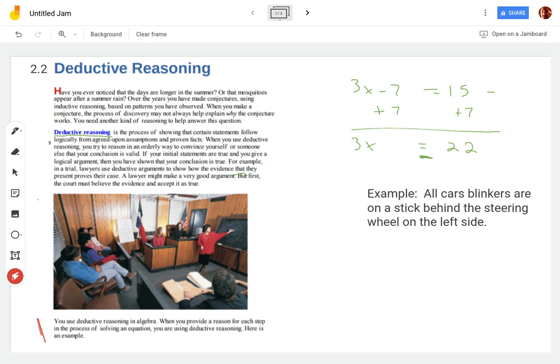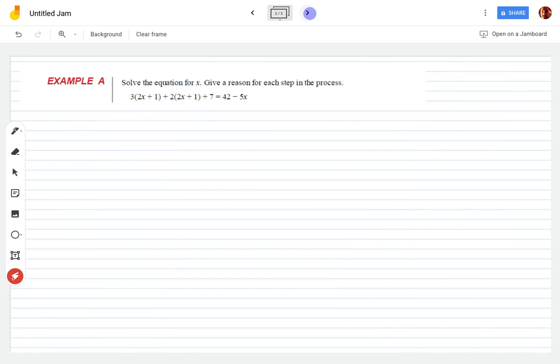So we're going to use deductive reasoning in algebra. You have used deductive reasoning in algebra, and when you provide a reason for each step in the process of solving an equation, you are using deductive reasoning. Here is an example. You can write this down in the notes that I provided or on your own sheet of paper. Solve the equation for x, and give a reason for each step in the process.